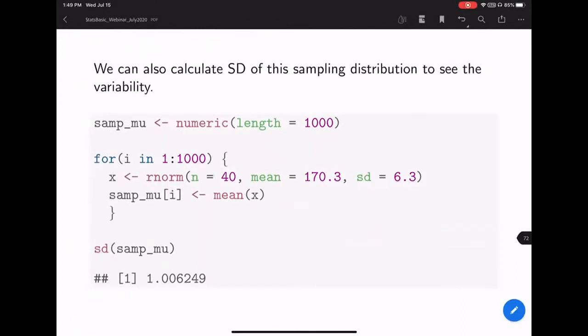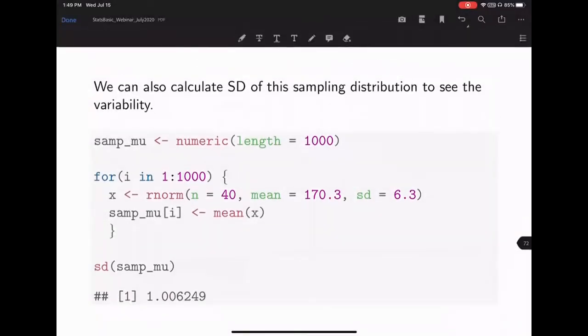From this distribution, we can calculate the standard deviation, right, of this sampling distribution. And for this example, I have about 1 right here. So if you round them up, this is about 1. Okay. Just ignore the code above, right? But the basic idea is you can also calculate the standard deviation of this distribution. And in this example, we get something that is almost equal to 1. Okay.